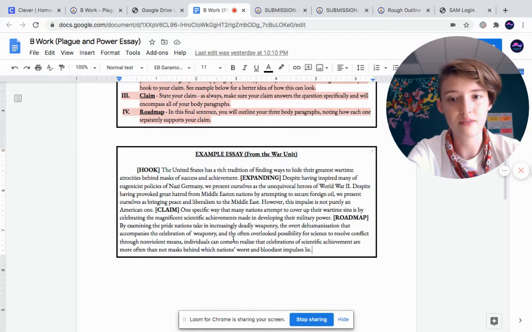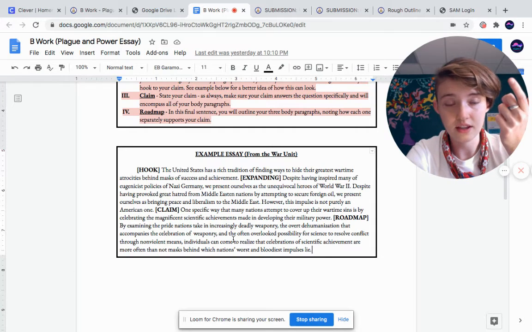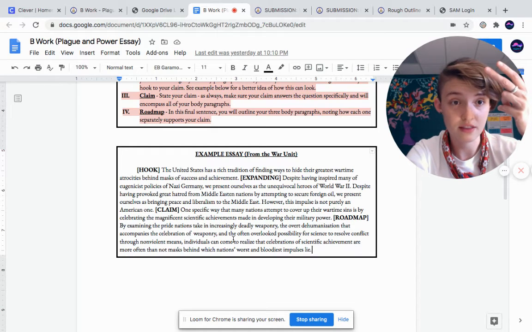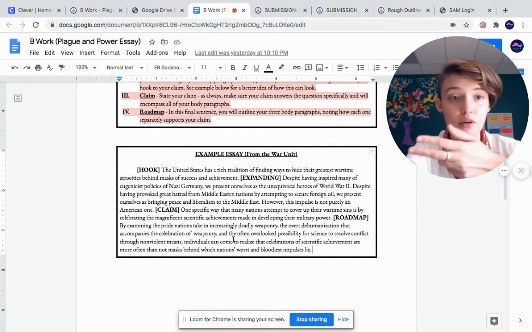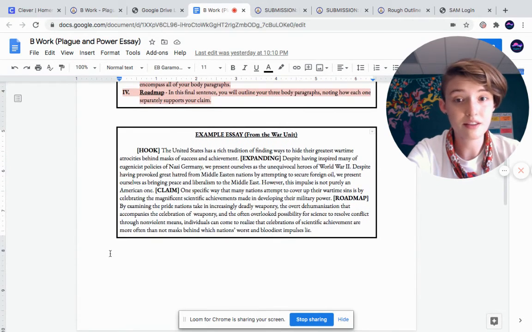They're going to have a paragraph that's about nations taking pride in deadly weapons. They're going to talk about dehumanization that comes from celebrating weapons. And they're going to talk about how people could use science for good things, for nonviolence in wartime, but they choose not to. So it gives us a precursor of what the essay is going to be about. This is what you're looking to do.